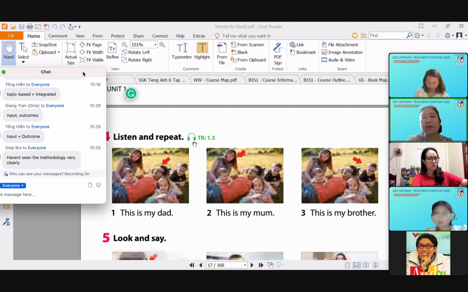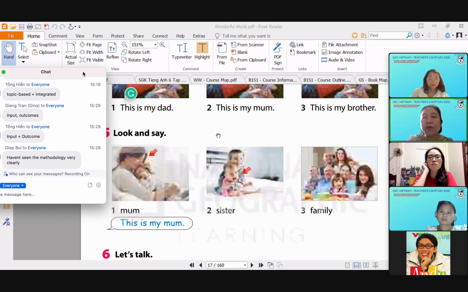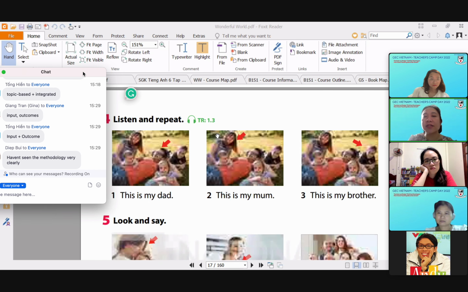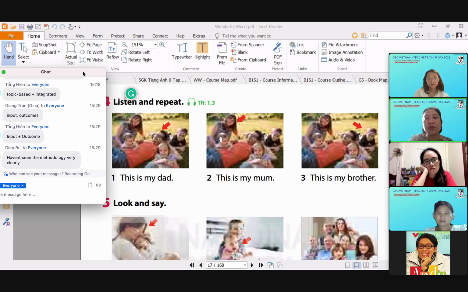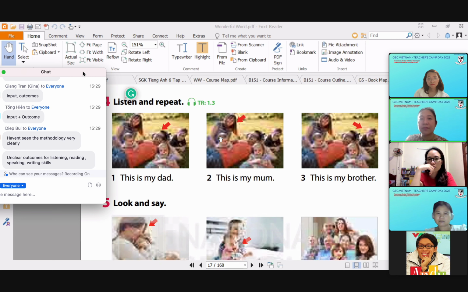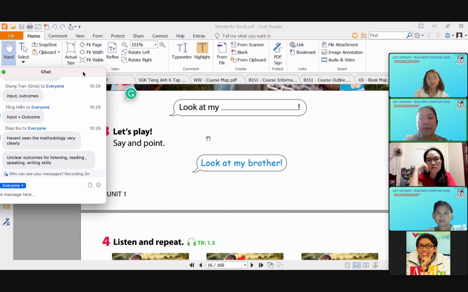Listen and repeat is their instruction. So from the instruction here, you can see that is their input. They have to listen and they have to repeat. The repeat here is the activity, not the outcome. I don't see any outcome here very clearly.